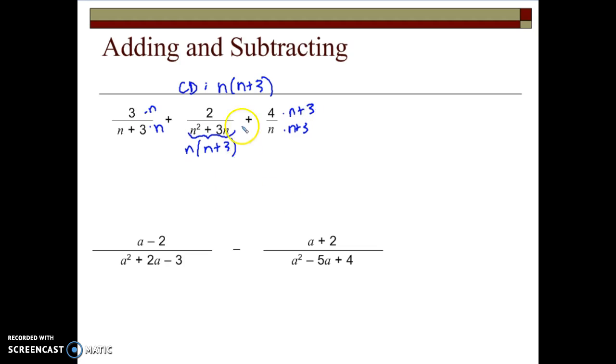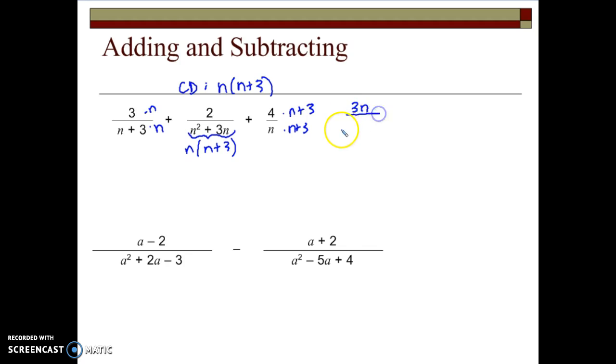Almost always, when you factor, if there's only one that you have to factor, the other terms go into that factored term. So whatever that quadratic is going to end up being your common denominator, almost always for the problems that we do. All right, so then here, 3 times n is 3n.